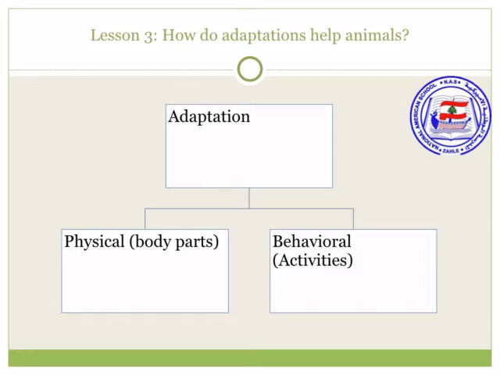We said that adaptation is all of the structures and behaviors that help a living thing stay alive in its environment. Adaptation can be of two types. It can be physical, which means all of the body parts that help the animal stay alive, and behavioral, which means the activities that the animal does in order to stay alive, such as sleeping or eating.